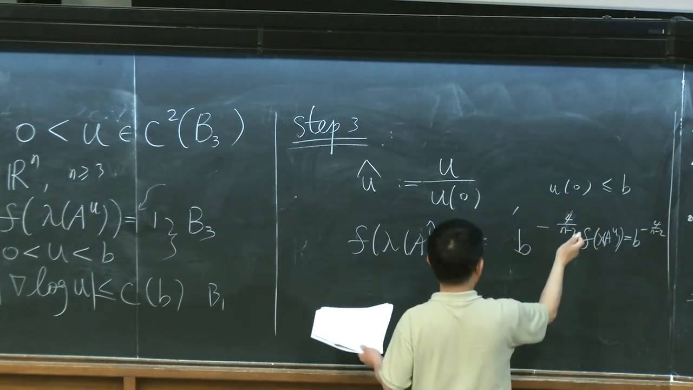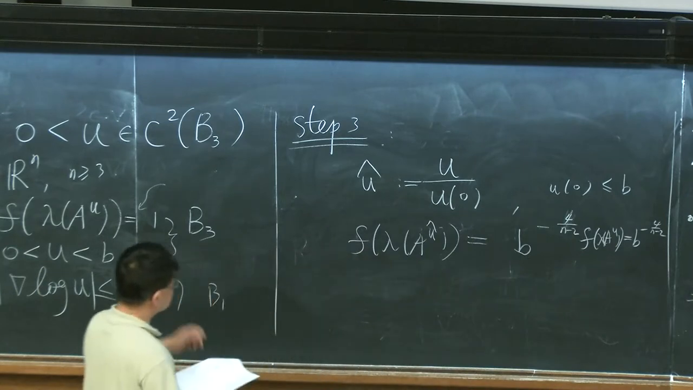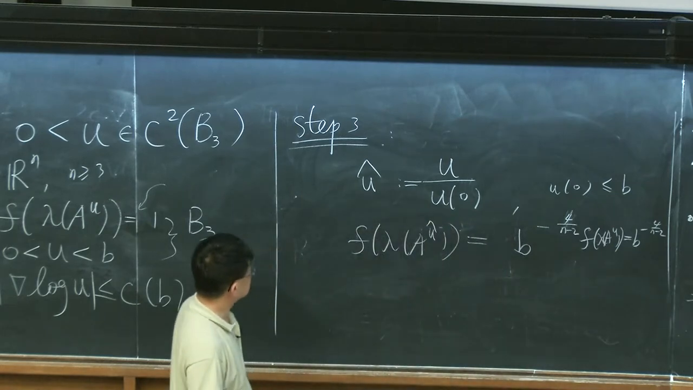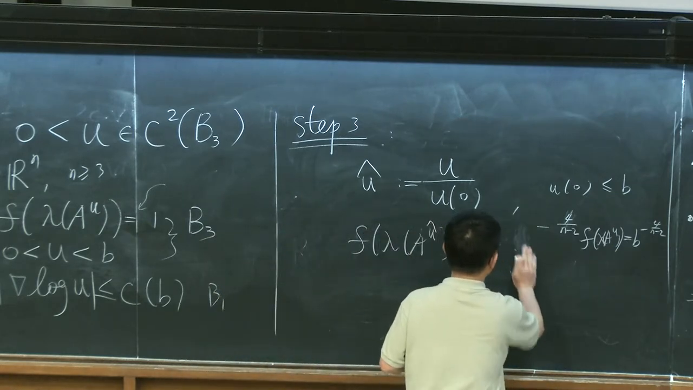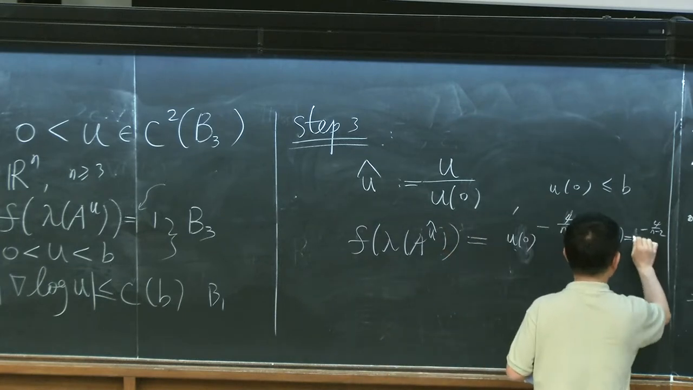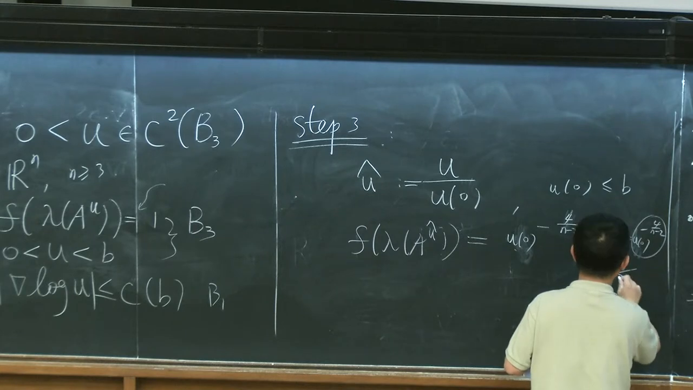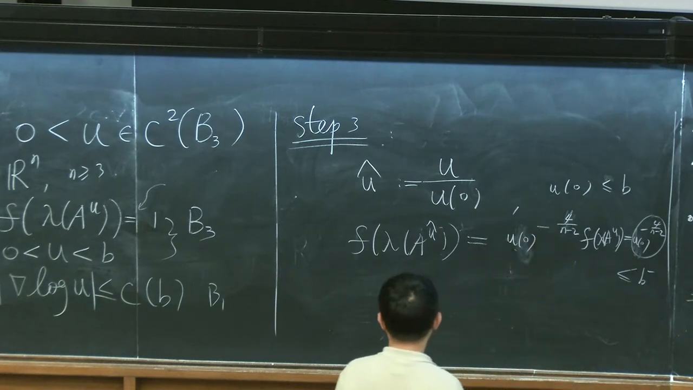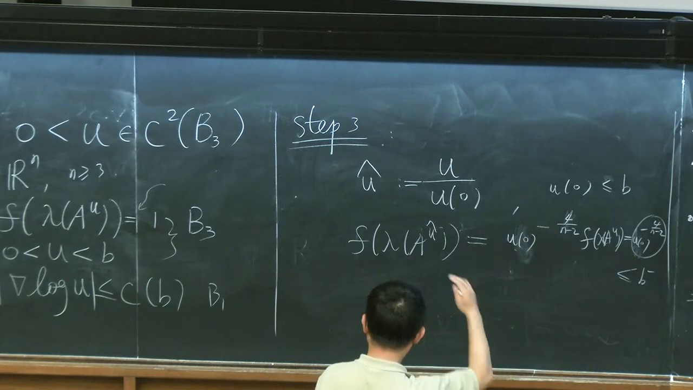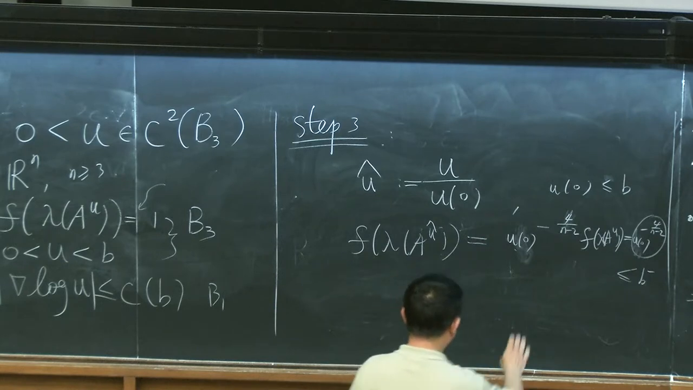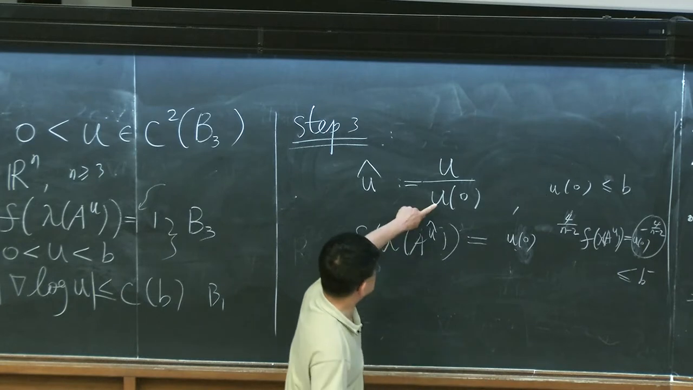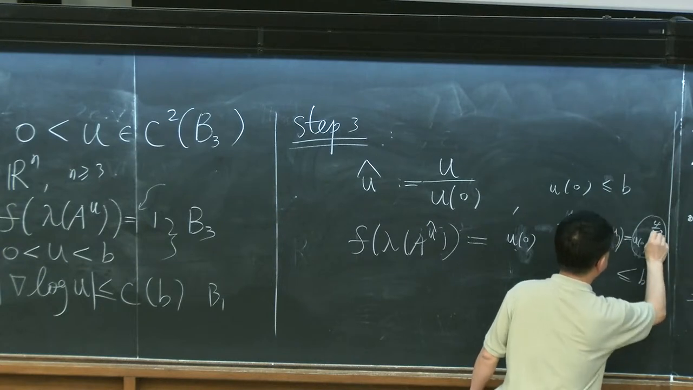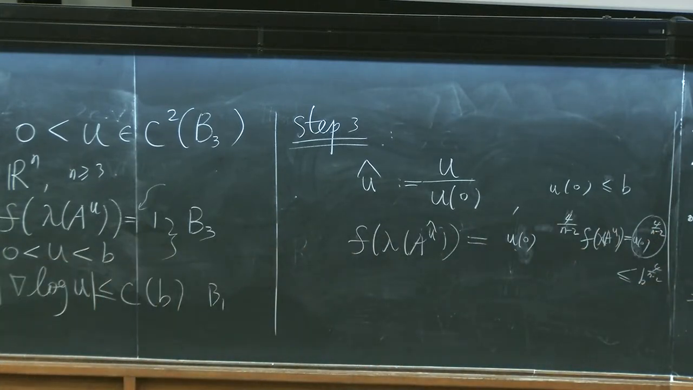I shouldn't be using B. So B is equal to u(0), sorry, this is u(0). So this number is less than or equal to B to the power. This is positive, because this is in the denominator. So this constant has an upper bound.